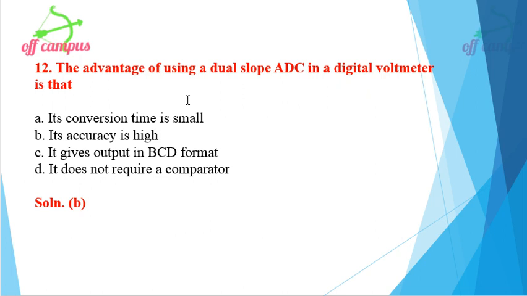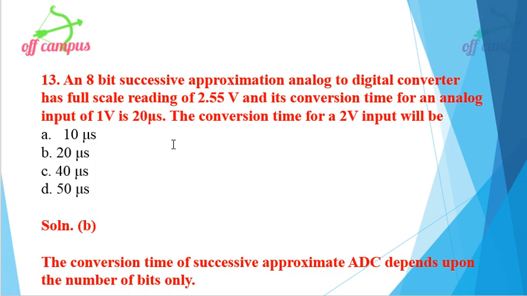The advantage of using a dual slope ADC in digital voltmeter is that, 4 different options are given. Conversion time is small, accuracy is high, it gives output in BCD format, it does not require a comparator. So which one? The advantage of dual slope ADC is nothing but accuracy is high. Option B, accuracy is high. Then move on to the next one.